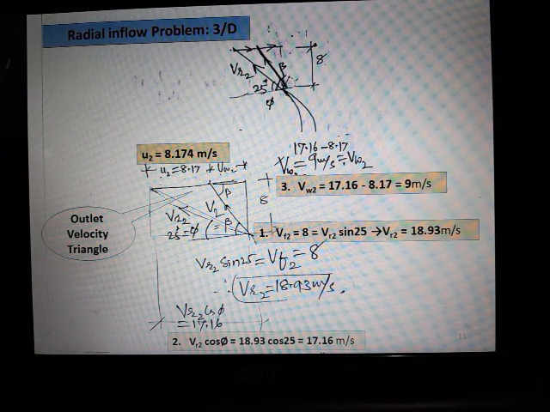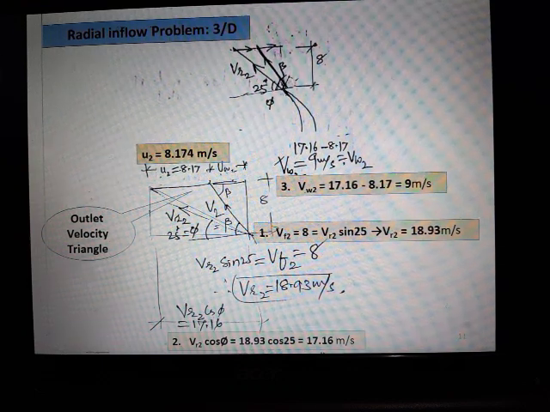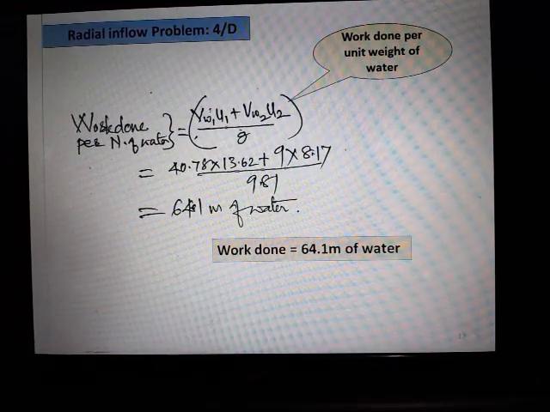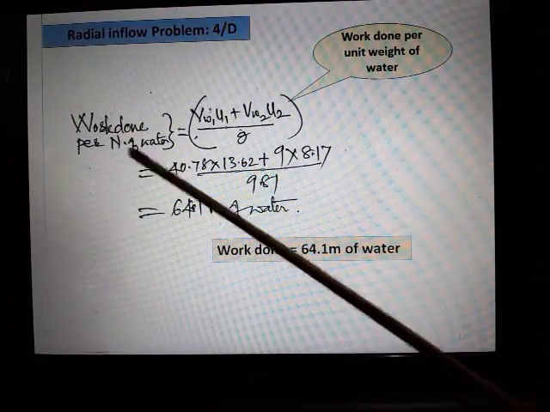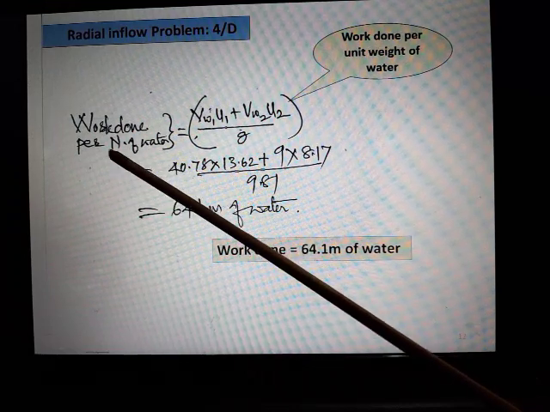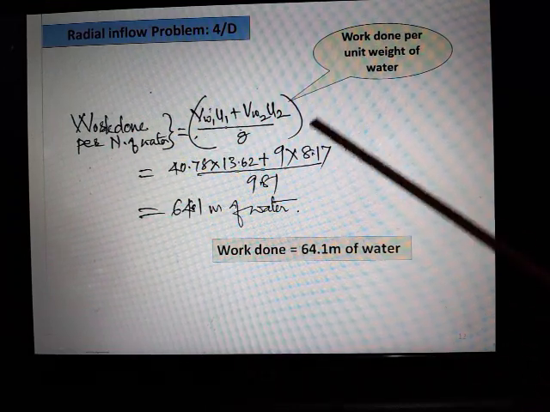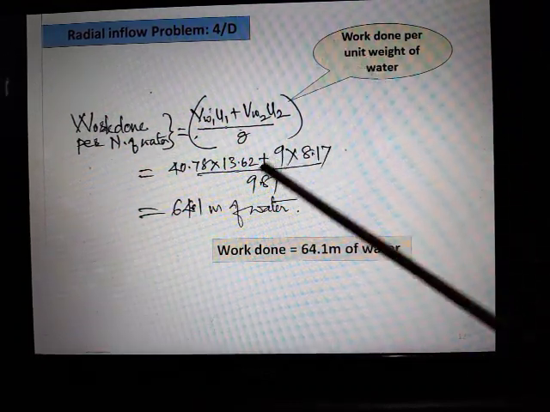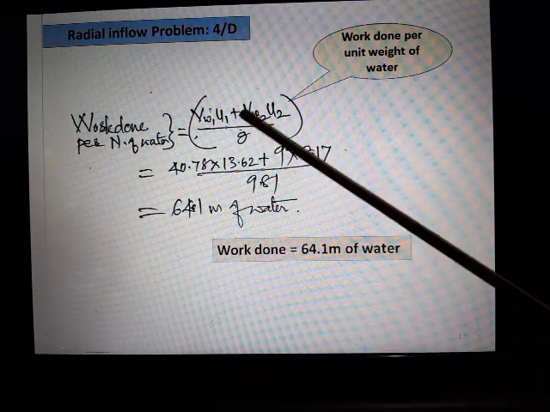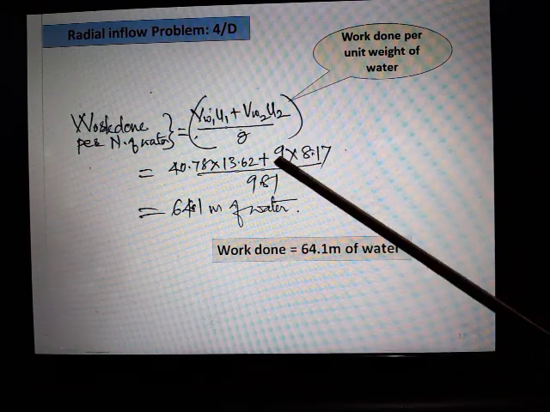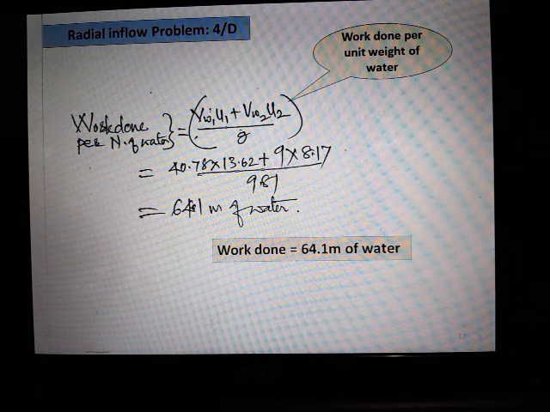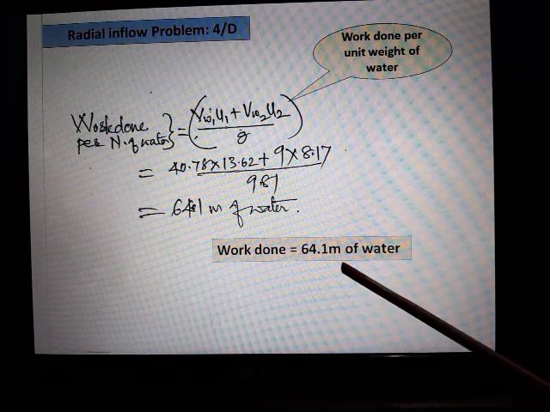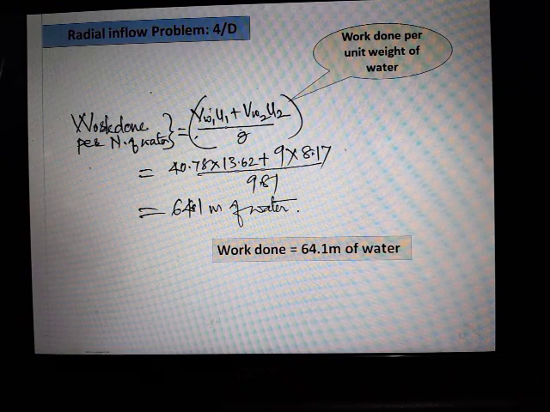So here we have calculated VW2, VW1. Now calculation of efficiency or work done. So here what is asked is work done per Newton of water or per weight of water. The expression is this. I'll just substitute all the values properly and then calculate. Here plus or minus, but plus sign is used because you know that beta is less than 90 degrees. So work done becomes 64.1 meters of water.